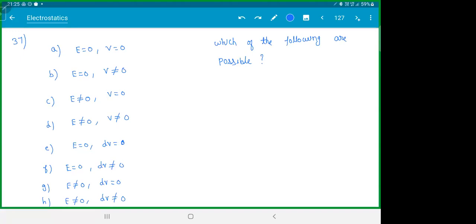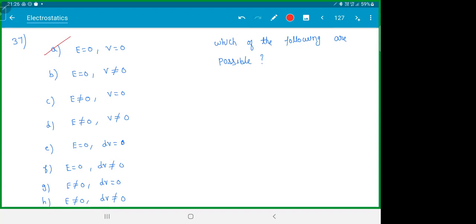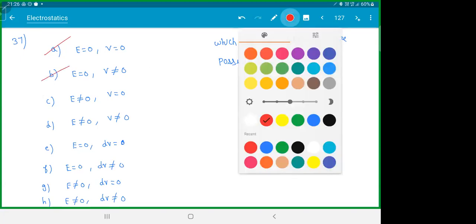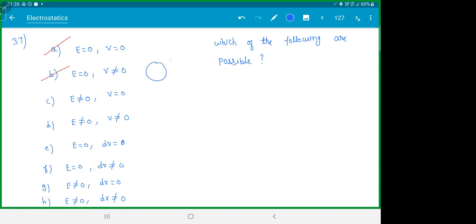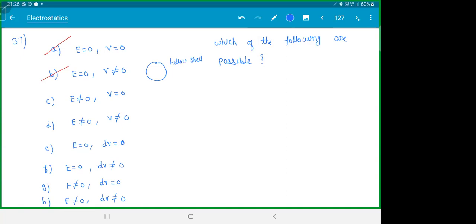Is the first one possible? Possible, no? The third one is not possible. First, second is possible. Why is it possible? Let's see. Second is possible. Where? Hollow shell. If you take a hollow shell, inside the field is 0, but the potential is kq by R. Remember? You can have field 0 in this case.